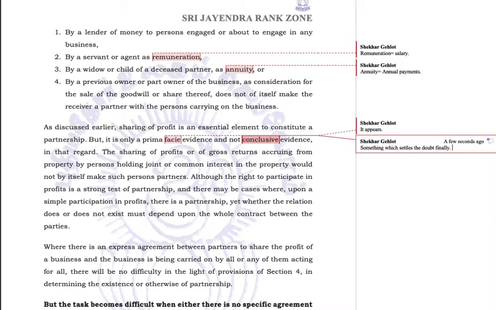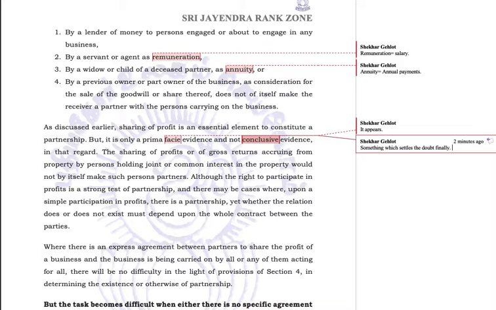Whether the relationship is partnership, because partnership is the name of that relation, does or does not exist must depend upon the whole contract between the parties. We cannot simply read the profit sharing agreement and come to the conclusion that these people are partners. We'll have to read the contract as a whole, and check the different points of the contract in order to understand whether this is a partnership or not.